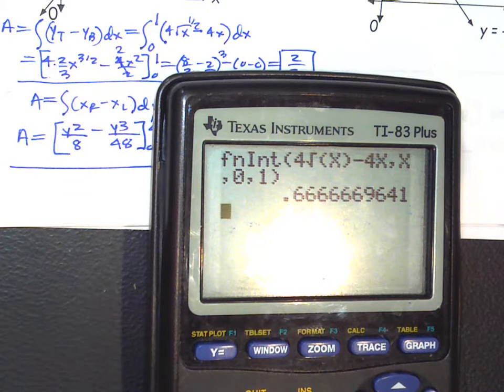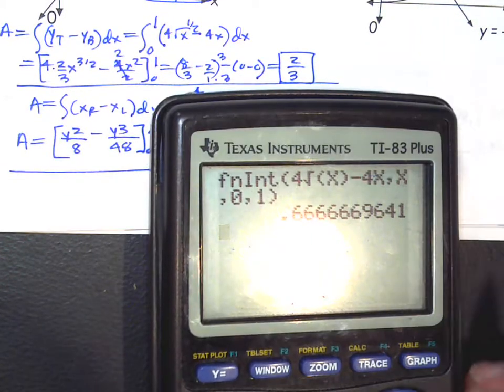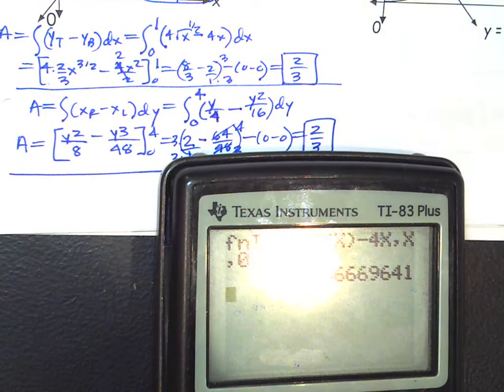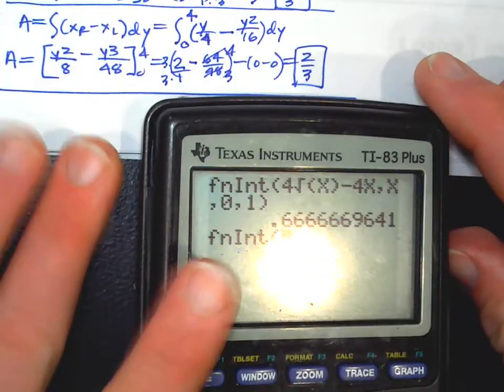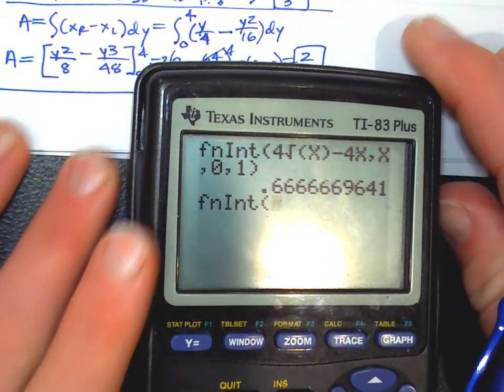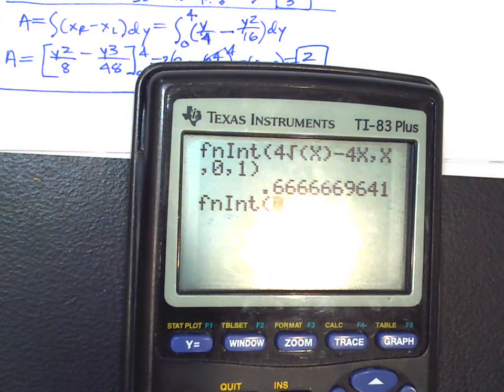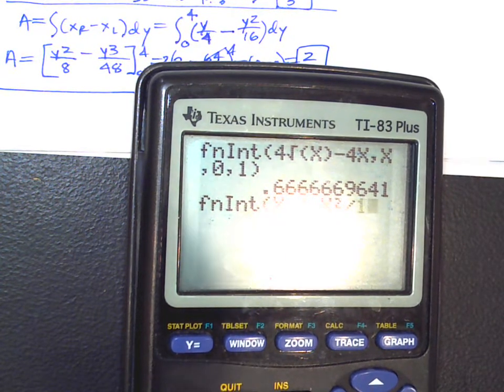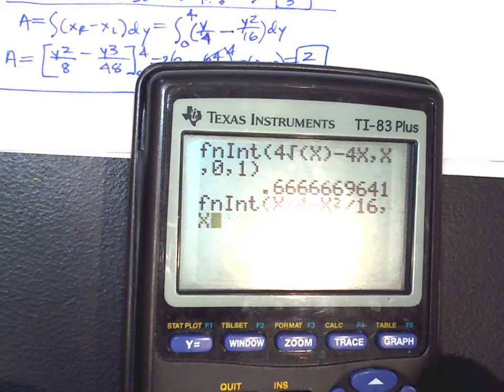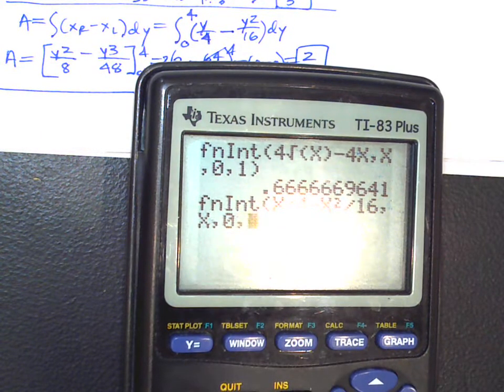3 decimal accuracy. And then the next one, math 9. Even though there are y's, I'm going to put x's, because that's the only variable we can enter in our calculator. So it's going to be x over 4 minus x squared divided by 16, comma x, comma 0, comma 4.